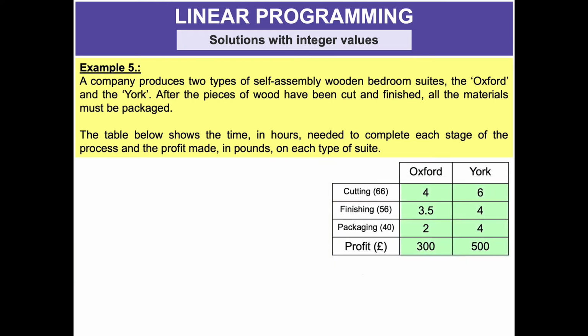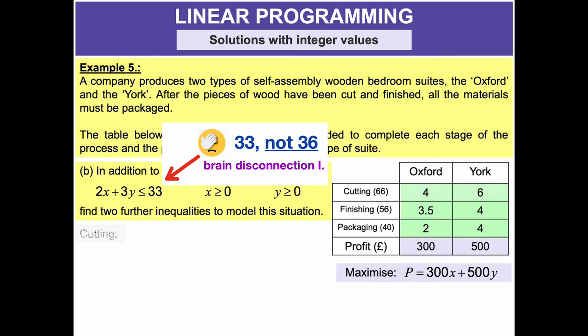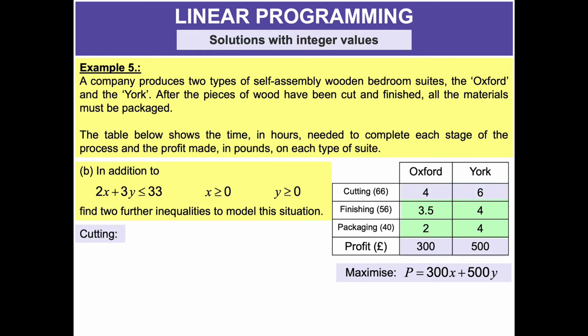The second part of the question is to write down the 2 further inequalities to model the situation, in addition to the inequality 2x plus 3y is less or equal to 36. Now you may ask where that inequality comes from, but if you carefully read it again, you can decode it that for cutting I have the time available is 66, so 4x plus 6y must be less or equal to 66. Then this obviously can be simplified, divide both sides by 2, and you have 2x plus 3y is less or equal to 33.